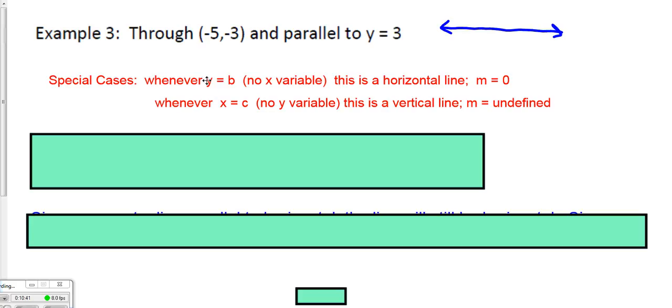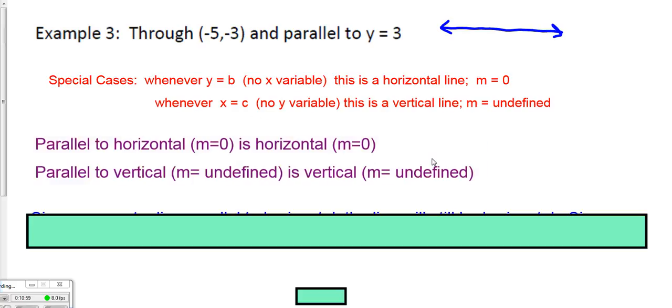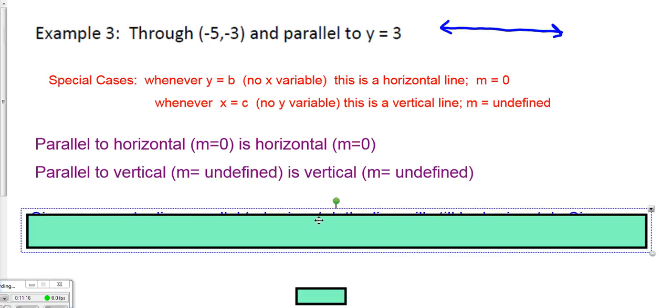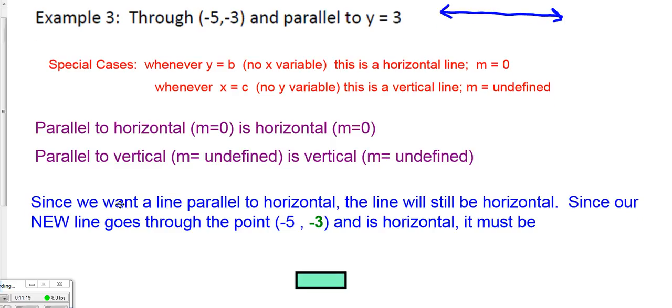So our special cases, whenever we have y equals something and there's no x variable, it's a horizontal line and our slope is 0. Whenever x equals something alone, so there's no y variable, that's a vertical line and our m is undefined. There is no slope. So if we're going to be parallel to horizontal, where our slope is 0, then our new slope would also be 0. When we're parallel to vertical, where our slope is undefined, our new slope is also undefined.